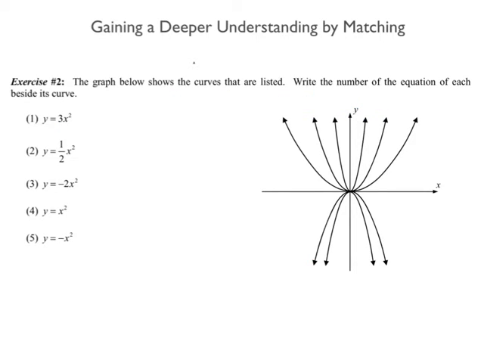Gaining a deeper understanding by matching. Exercise 2, the graph below shows curves that are listed. Write the number of the equation beside its curve. So all you're doing is taking this one here and deciding which curve it goes with. And I want you to put the little 1 up here or here or here. That's all you have to do. Do this, and I will check this, and this is where we'll be starting in class.